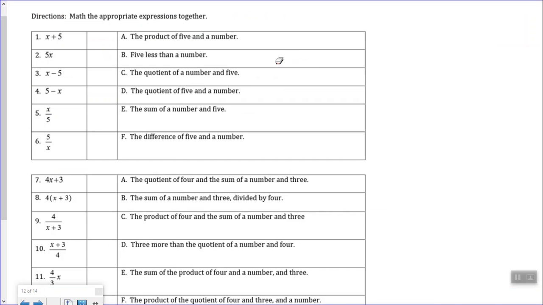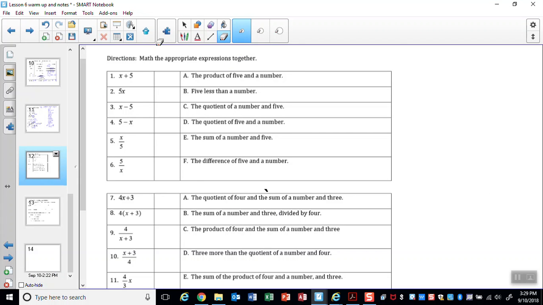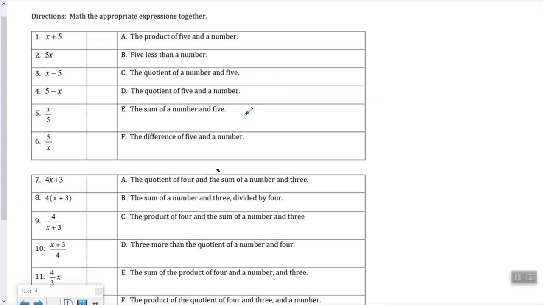Okay, in this video we are going to match appropriate expressions together. On the left column you have algebraic expressions, on the right column you have verbal expressions, so you have to match the appropriate expression. So first, the product of 5 and a number. Again, product is multiplication, and it's 5 and number multiplication, so it is 5x, and it matches number 2, so A is 2.